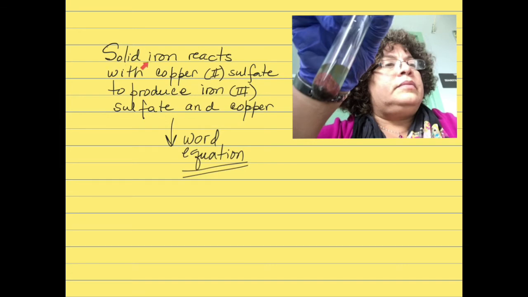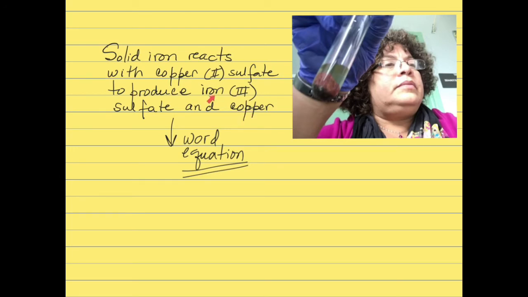I was putting solid iron in the test tube over there, mixing that with copper 2 sulfate, which was the blue solution, and all of a sudden you were able to see a change in color because that orange solid that you observed in there was the copper, okay?